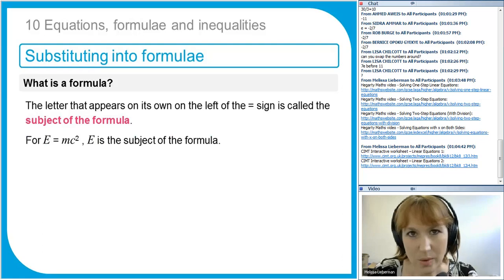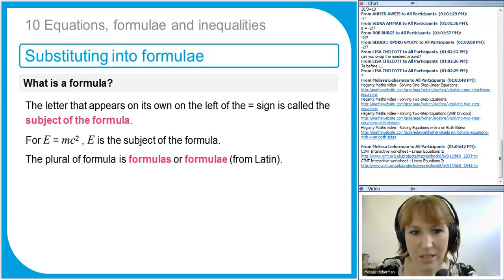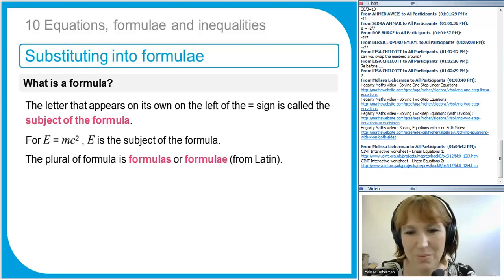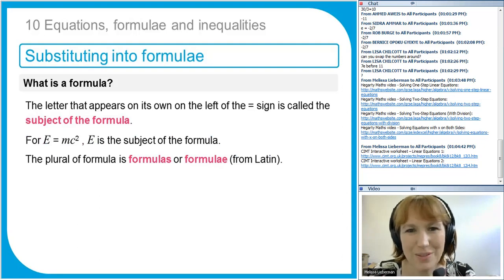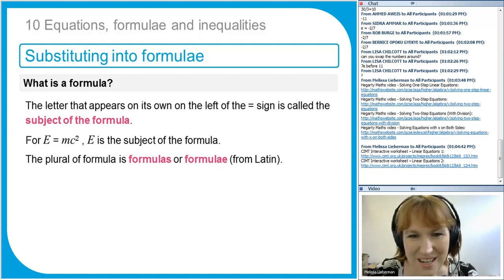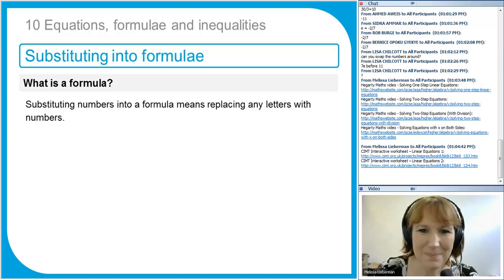So in the formula E equals mc squared, E is the subject of the formula. Now I usually say formulae for the plural, but sometimes you'll see formulas. You can use it whatever way you like, but because it's a Latin word, formulae is just what I'm used to saying. So if I'm saying formulae, you say, why is she saying that? One formula, lots of formulae, but you can say formulas. That's absolutely fine as well.